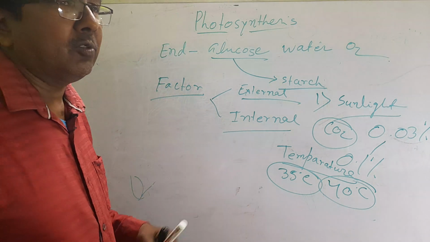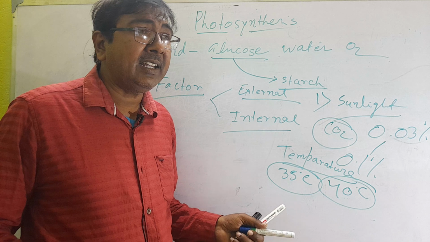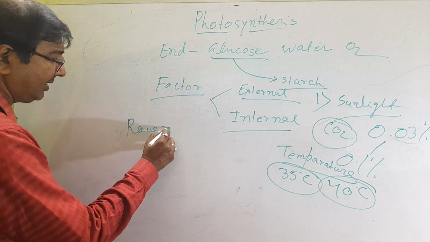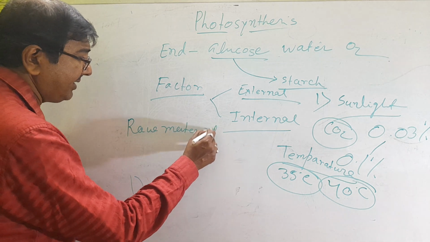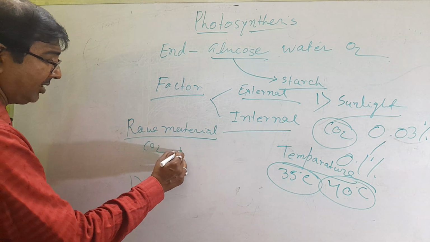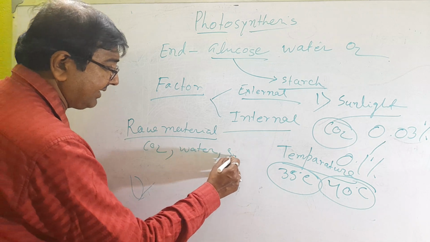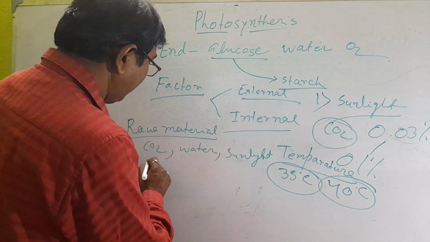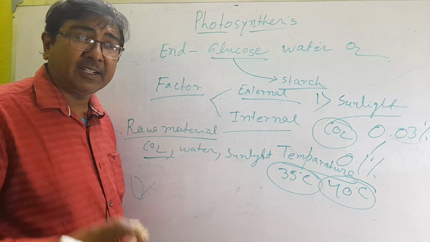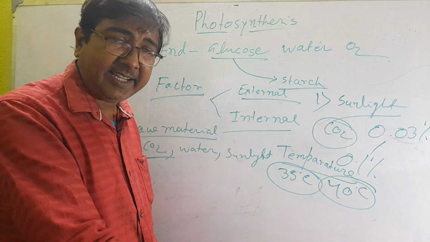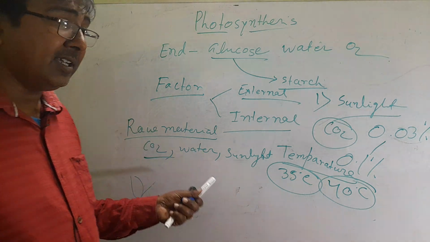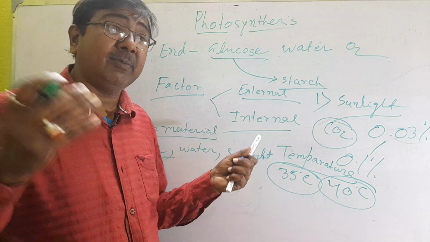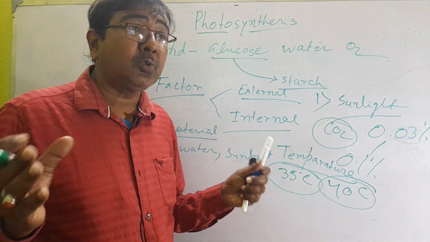Okay, and what are the raw materials needed for photosynthesis? Raw materials are carbon dioxide, water and sunlight. Carbon dioxide comes from the air, and some aquatic plants take dissolved carbon dioxide. The plant takes water from the soil by the process of osmosis, and sunlight from the sun.